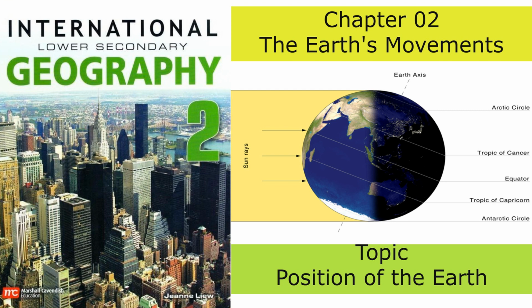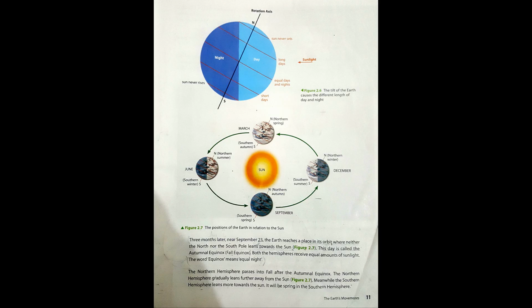Today, we will read how the tilt of the Earth causes the different length of day and night, and what is the position of the Earth in relation to the Sun. So we start our lesson. Now come to page number 11 and read this page with me.